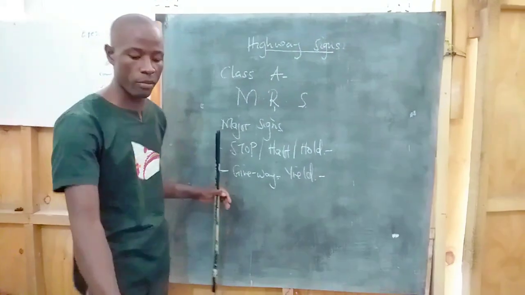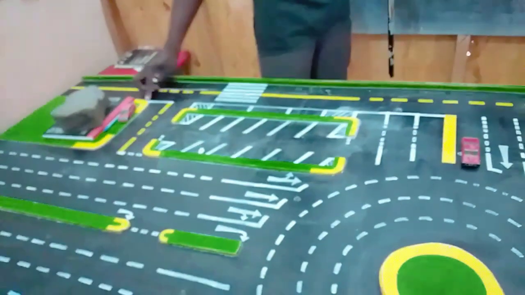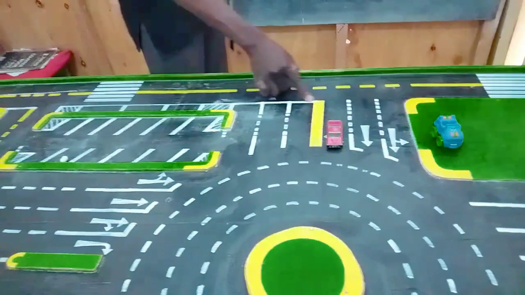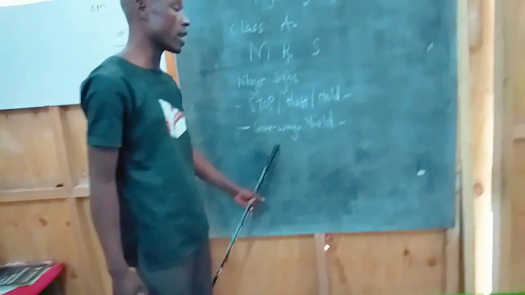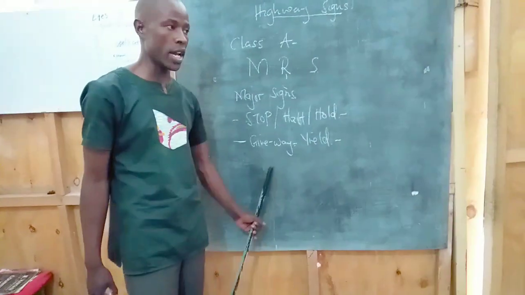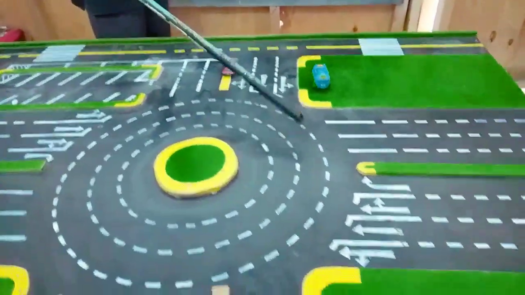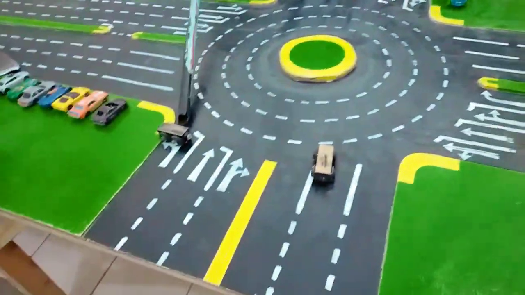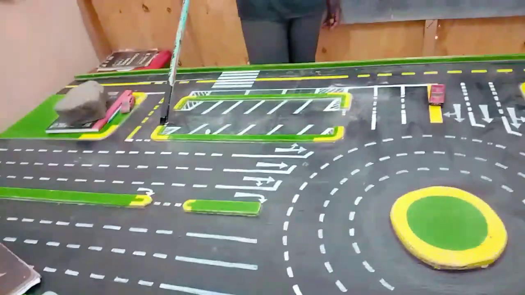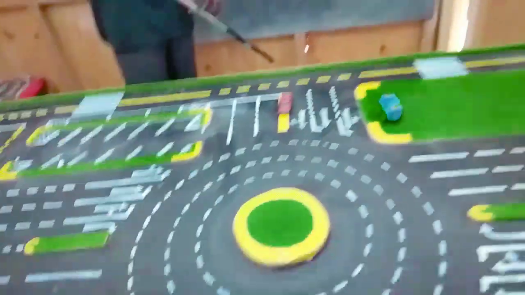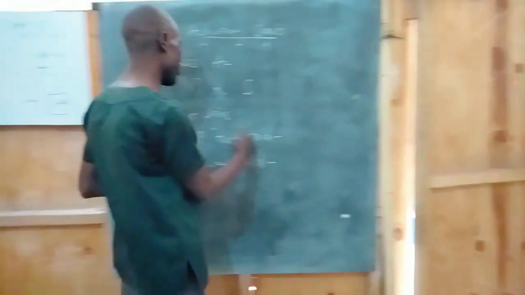The model town board has two stop signs, one here and another one here. And then give way signs are nine on a model town board: 1, 2, 3, 4, 5, 6, 7, 8, 9. Those are the give way signs on a model town board. Those are the major signs.